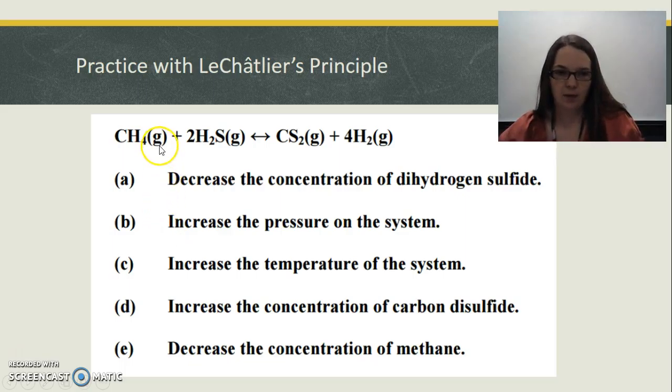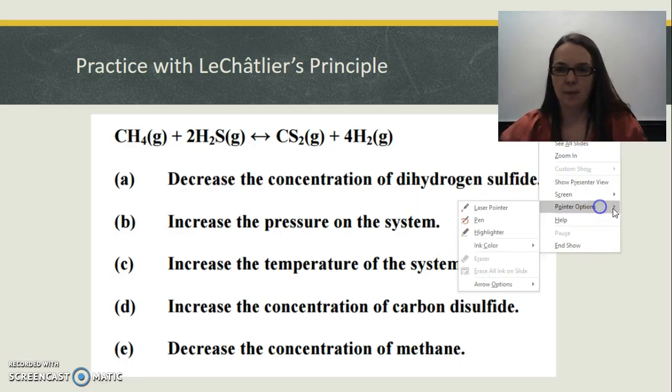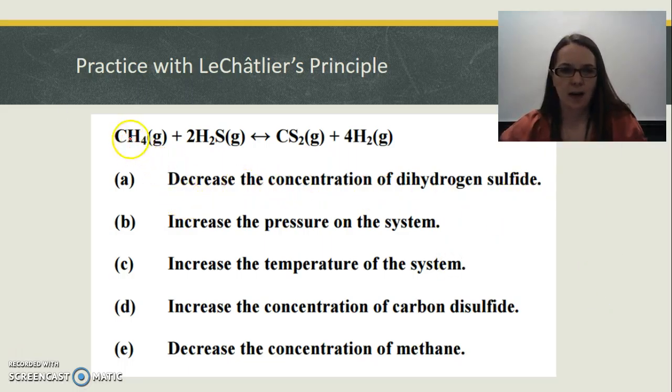For B, to increase the pressure on the system. That works for this one because it's all gases. And remember that the idea of the pressure is the more molecules of gas that you have, the more the pressure. Well, if I get my pointer options going here. On this side, I have 1 molecule of CH4 and 2 molecules of H2S. So there's 3 total molecules on that side. There's 1 molecule of CS2 and 4 of H2, so that's a total of 5 on the right-hand side. There's going to be more pressure with 5, and there's going to be less pressure with 3.